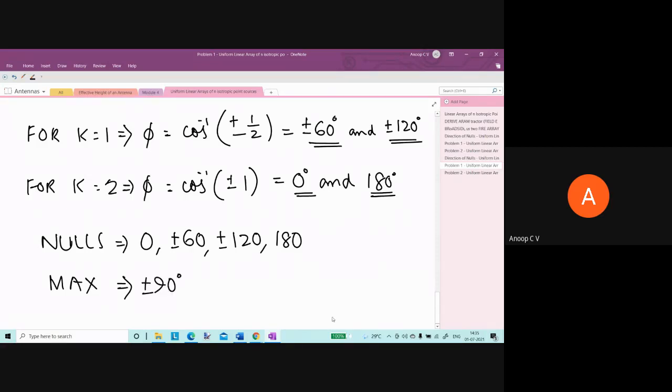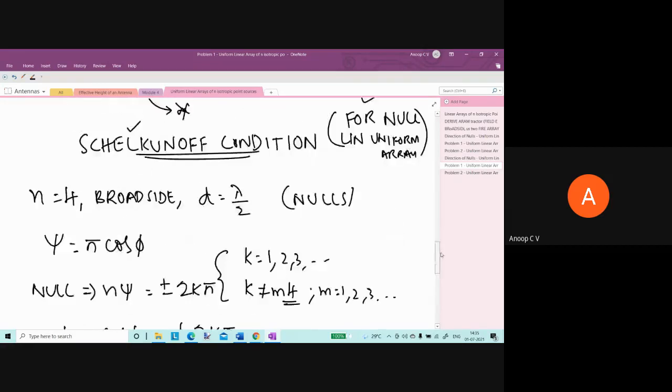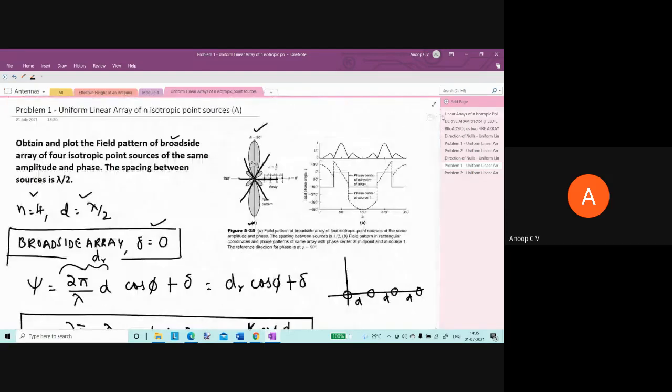So now going ahead, we can plot a chart like this, right? So this will be 90 degree. Maxima is along 90. This is 60, this is minus 60, right? This is 0 and this is 180 and this is 120 and this is minus 120. This is how you can plot a graph.